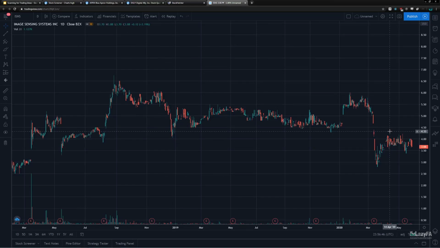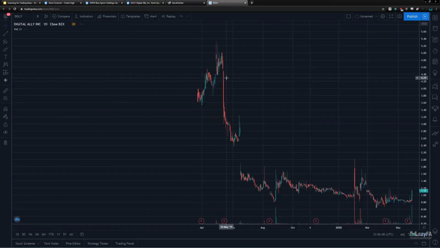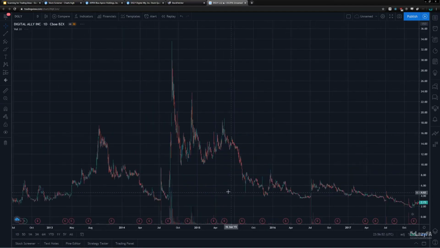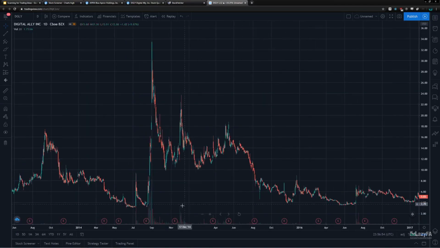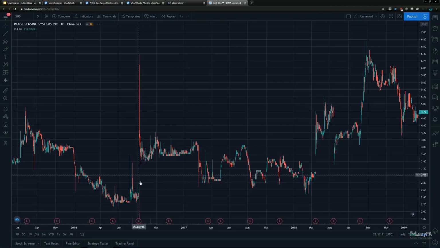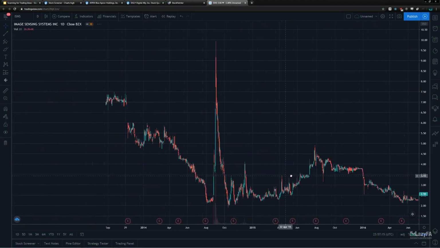It's just that in the past, when DGLY took off back in 2014, it had this humongous run. This was the riots in Ferguson back in 2014. And it went from $2.50 or $4 to $34. And ISNS was almost exactly the same pattern.